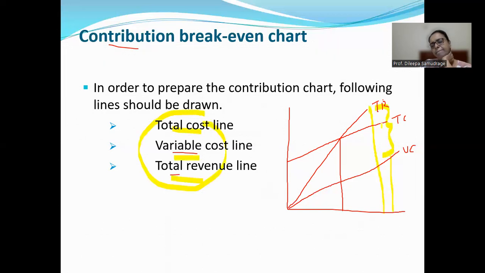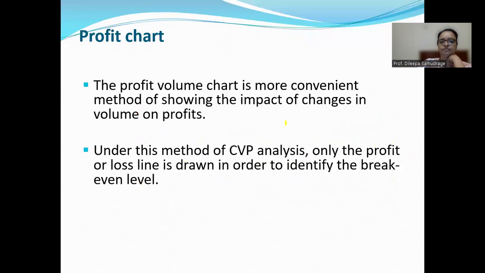Clear? Yes, madam. Okay. So therefore, the contribution break-even chart is very important since you can show the contribution in this graph, right? Okay. Then the next one is the profit chart. Profit chart, right?